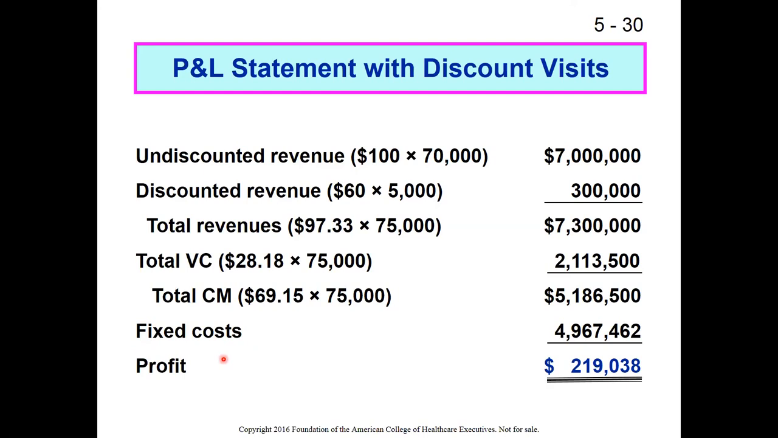Once you pass the relevant range and you have to make additional fixed cost investment, that's when you have to think about whether you want to expand your fixed costs, expand your capacity to take on additional patients, particularly if their reimbursement rates are very low. All right.